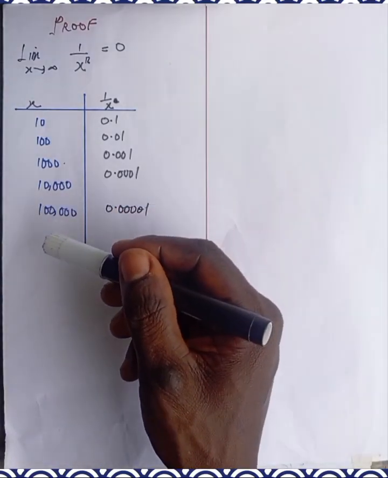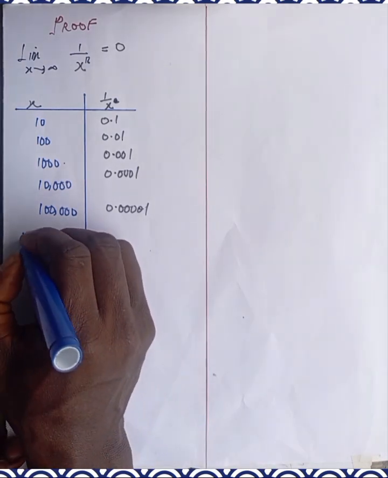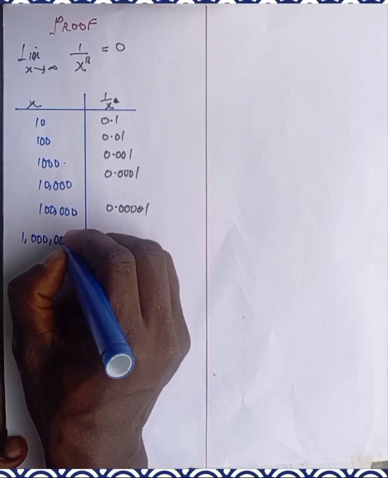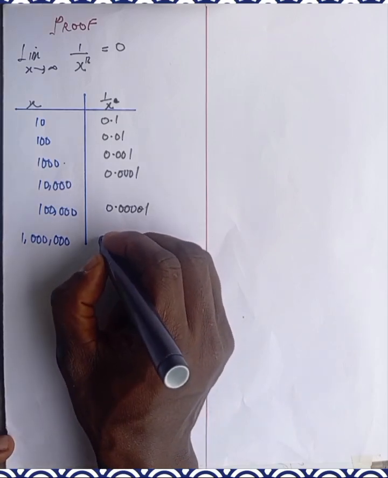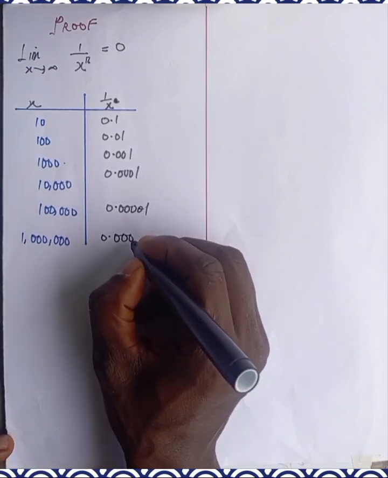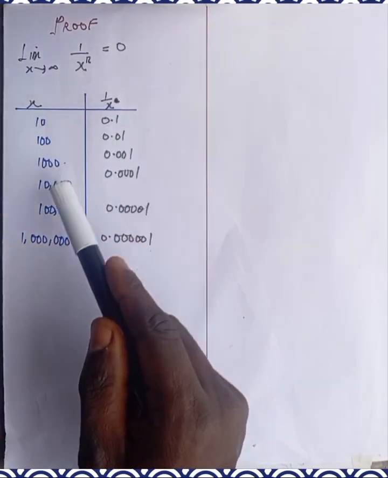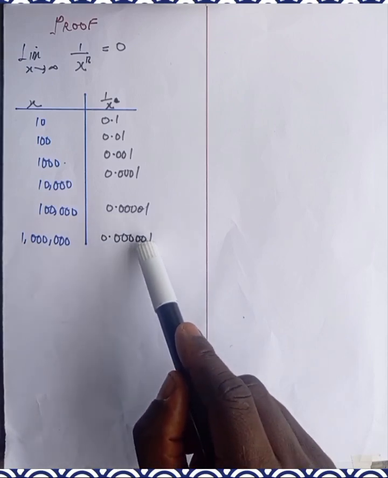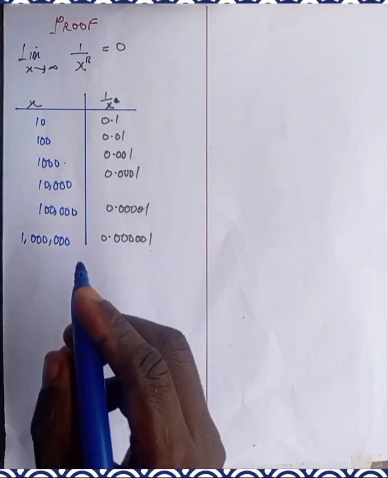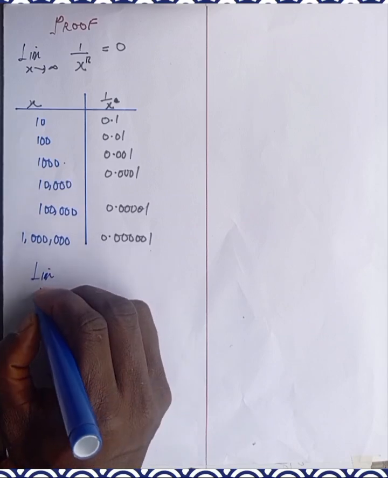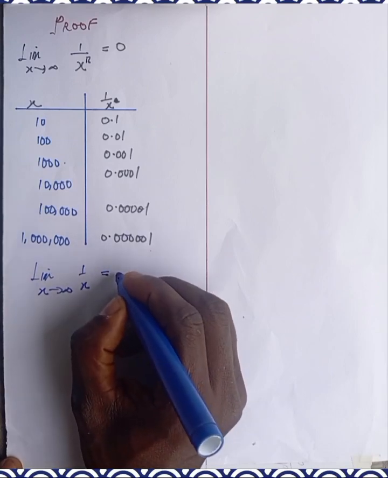We can see that as s grows larger, so if you are to take a figure like 1,000,000,000, you will see that the value for this is going to be 0.000001. So you see that as s grows larger and larger, this function will approach what? 0. So we can say that the limit of this function as s approaches infinity is what?